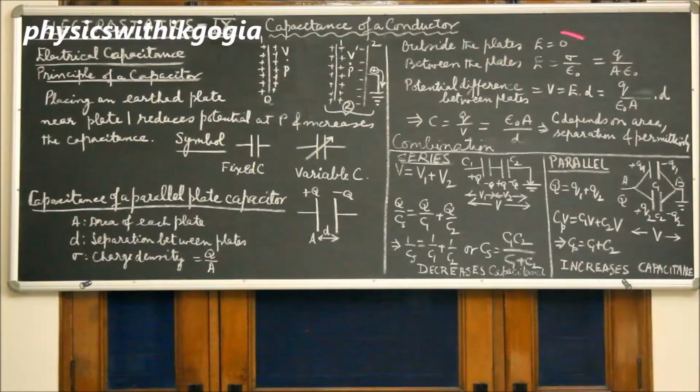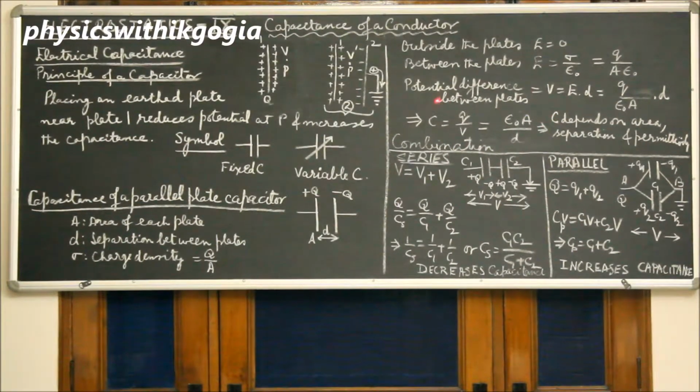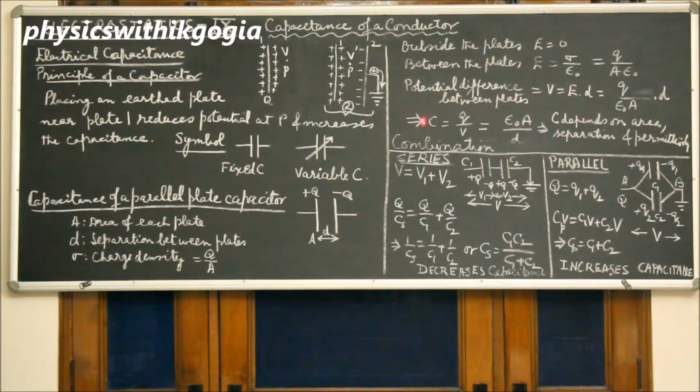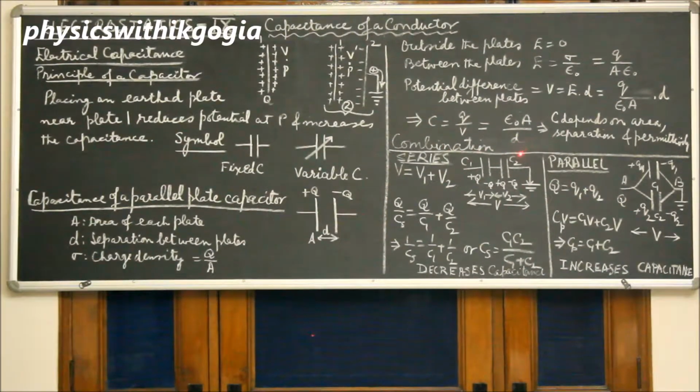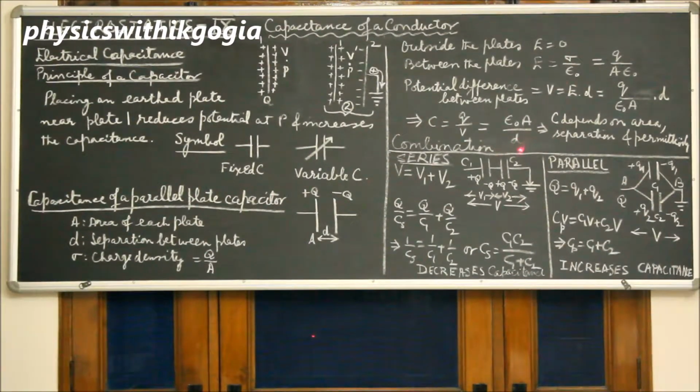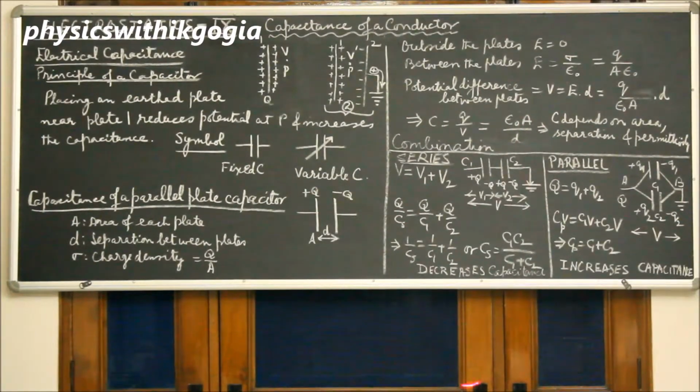You can see a graph between C and area will be a straight line because C is directly proportional to area. A graph between C and D, the separation between the plates, will be hyperbolic because C is inversely related to the distance. Now, in short, let's see what will happen if we combine the capacitors.